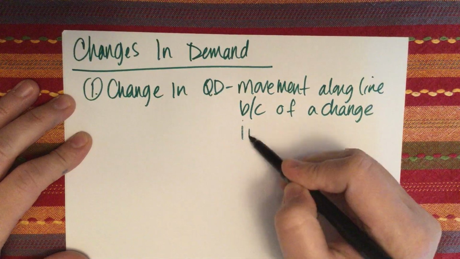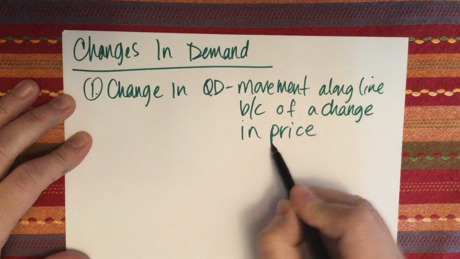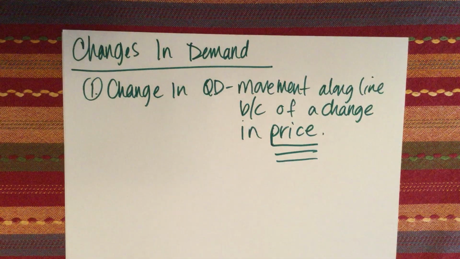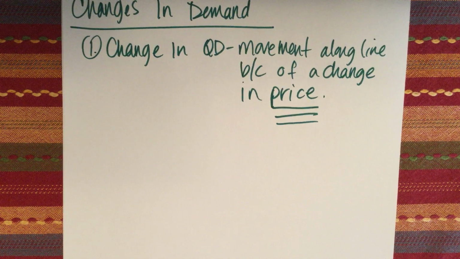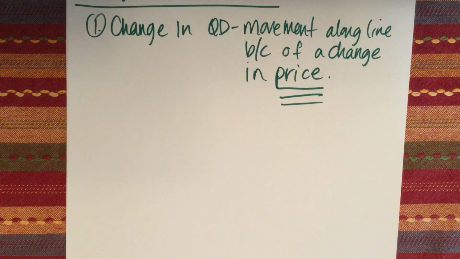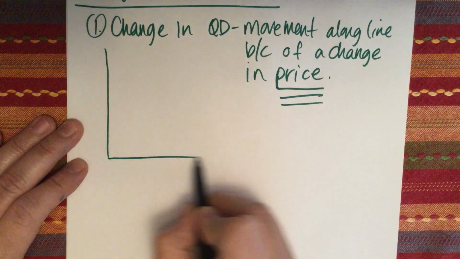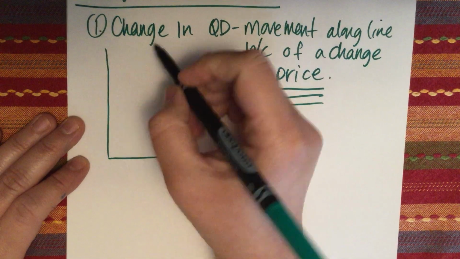Change in price. The only thing that's changing when you have a change in QD is price. That is what is changing. That is the determinant that is causing the change on the curve along the line itself. So I'm just going to reiterate the little graph for socks.